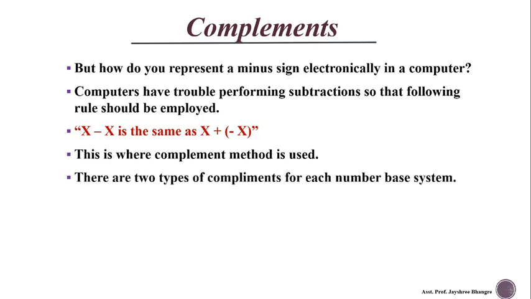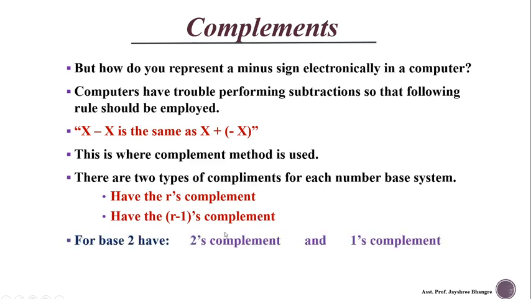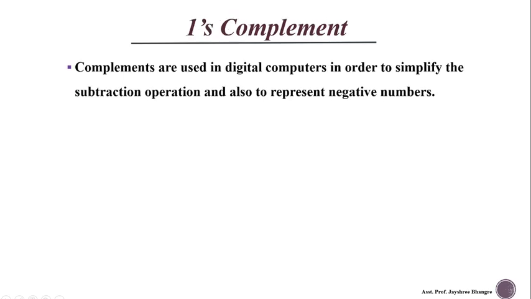There are two complement methods for each number system. For a base r system, we have the r's complement and the r minus 1's complement. For the binary number system, the r's complement is the 2's complement, as the base or radix of this number system is 2. And the r minus 1 complement is nothing but the 1's complement. So let's see these complements.